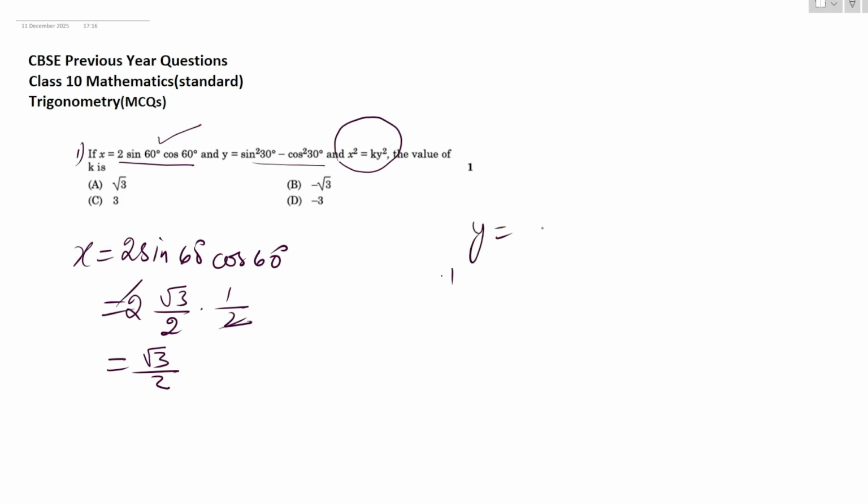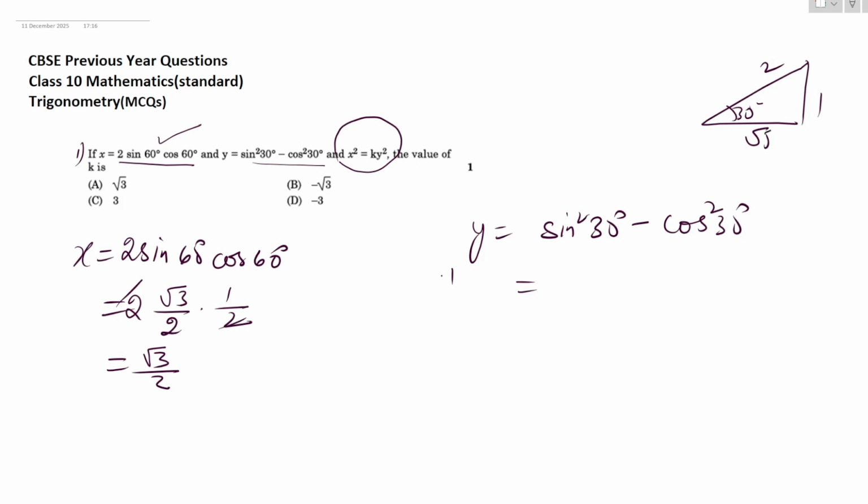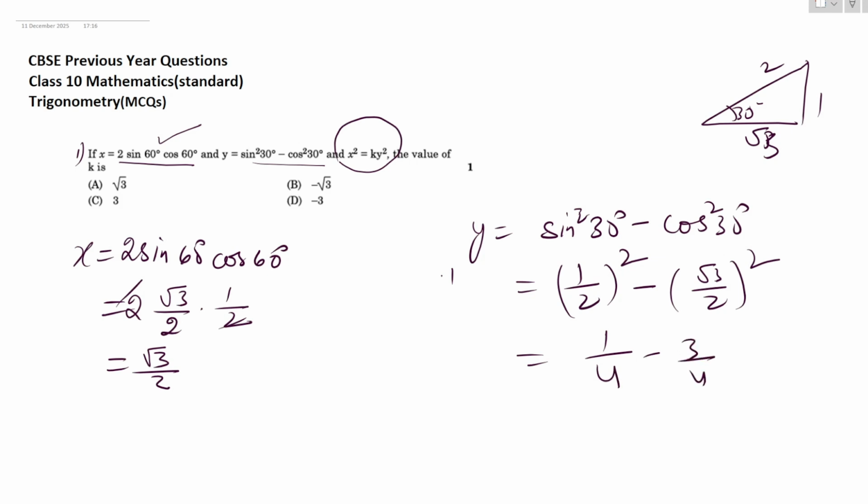y is equal to sin square 30 degree minus cos square 30 degree. So here for sin 30 degree my answer is 1 by 2 whole square, as it is a square just take the square of 1 by 2, and then cos square is root 3 by 2 whole square. So if you solve it, it will be 1 by 4 minus 3 by 4. The result is minus 2 by 4.